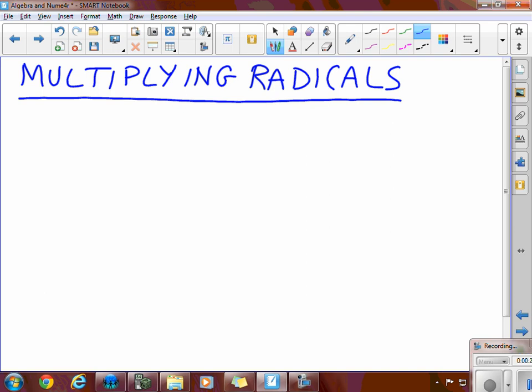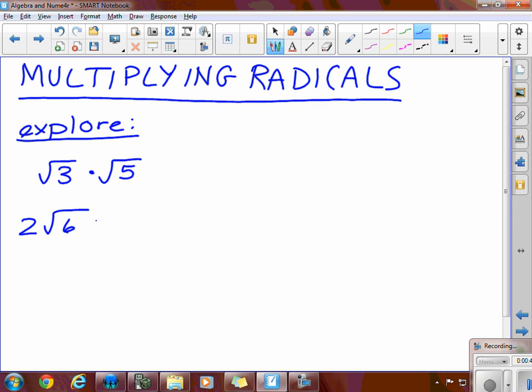Just like with our fractions when we're simplifying, like if we had 5 over 10, we have to say it's 1 over 2. So I'm going to give you guys a few things here to look at. Let's explore this. I'm going to write down some multiplications of radicals. So we're writing these guys down.